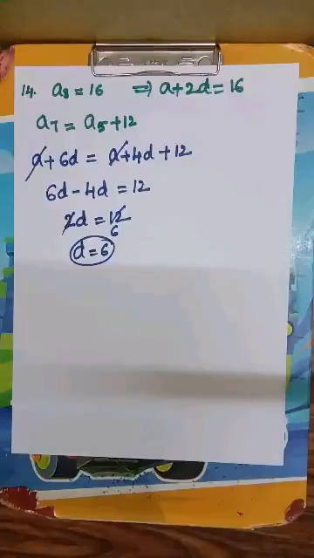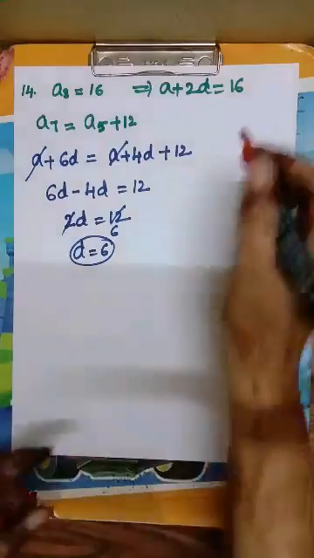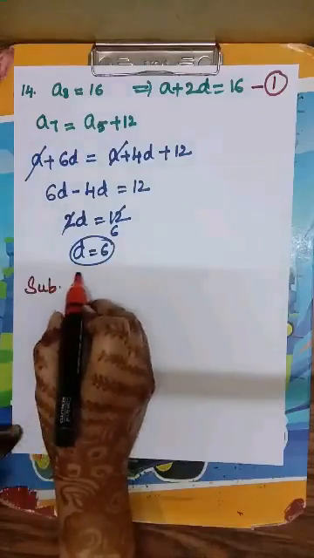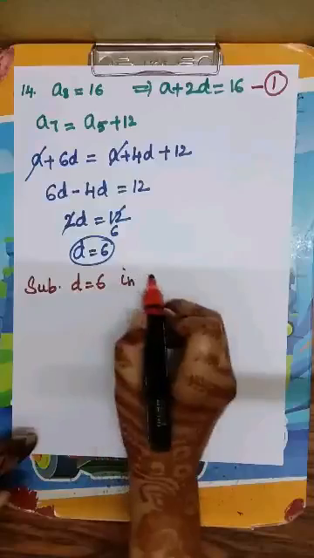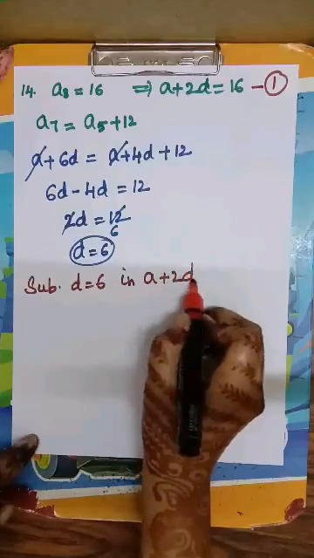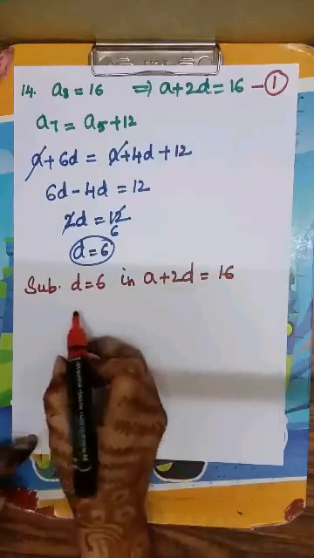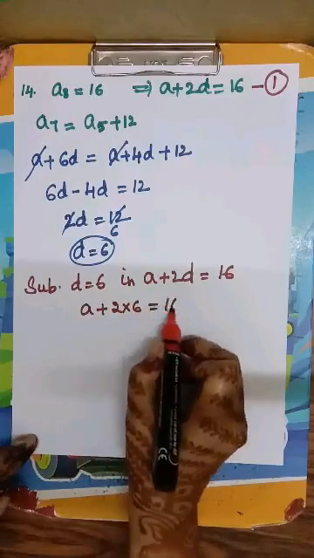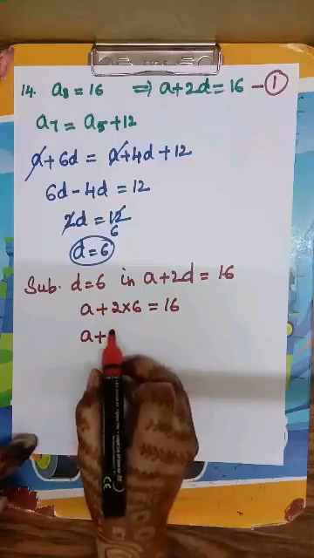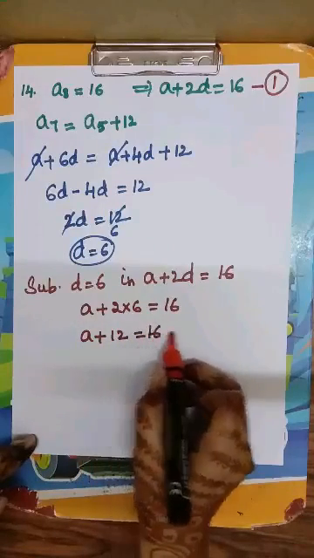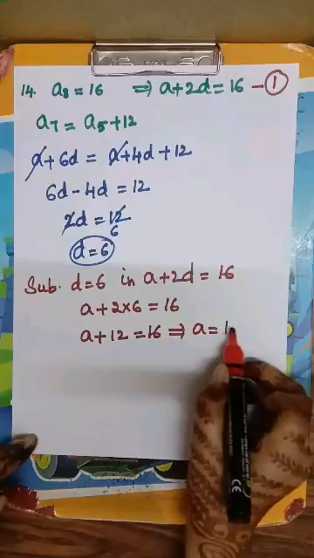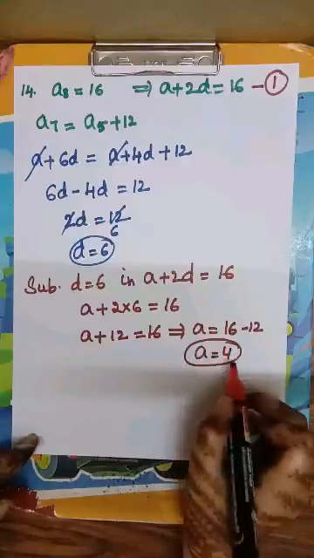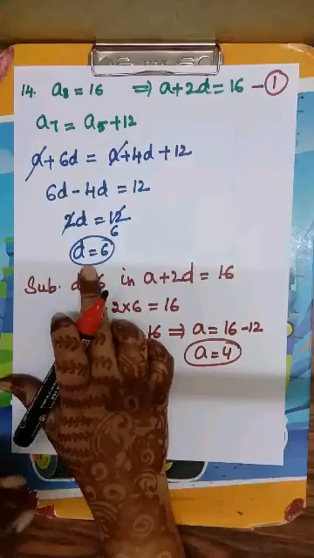Okay. Once we got the value of d as 6, now we substitute this in a plus 2d is equal to 16. a plus 2 into 6 is equal to 16. a plus 12 is equal to 16. a is equal to 16 minus 12. So a is equal to 4. We got the value of a as 4 and the value of d as 6.